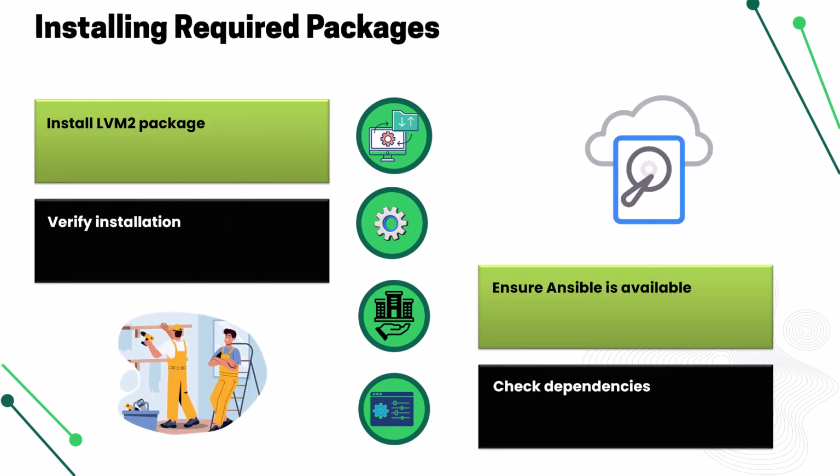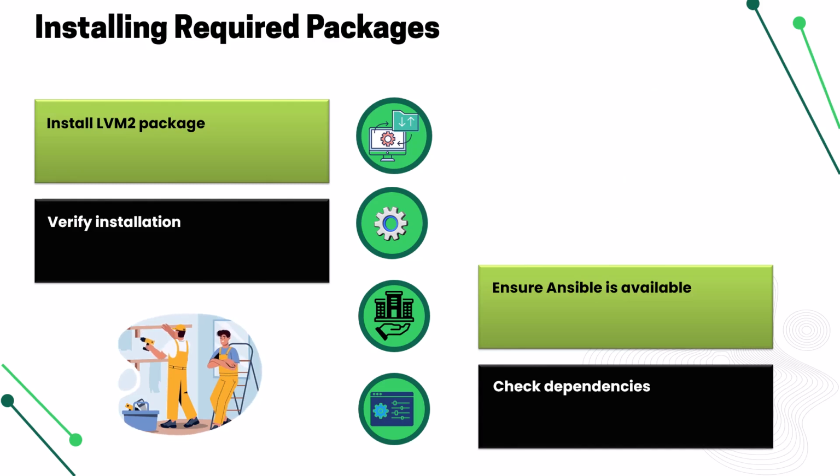Step 1, installing packages. We need the LVM2 package. And of course, Ansible should be ready to roll. Verifying installation is key, because nothing's worse than troubleshooting mid-process. So double-check the install and let's move ahead.